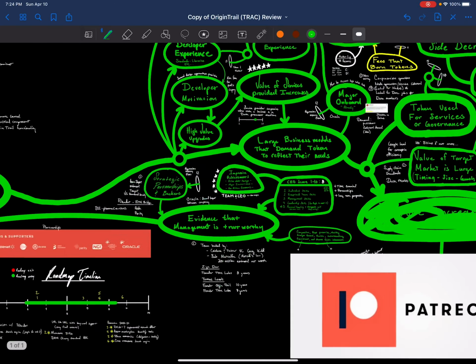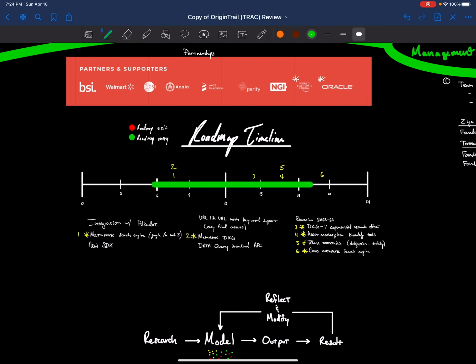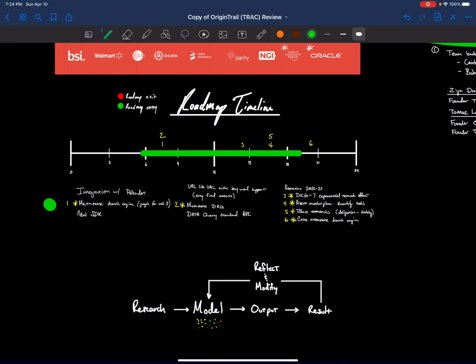Regarding the timeline, there's a bunch of things that they're working on here. I highlighted in yellow the things that I think are interesting. They're integrating into Polkadot, the metaverse search engine, Google for Web3. That's going to be something powerful that will come online soon. New software development kits for the developers that work in this metaverse, a decentralized knowledge graph, so that could be powerful. Data query standard API, so allowing for standard API approaches could increase their product levels.